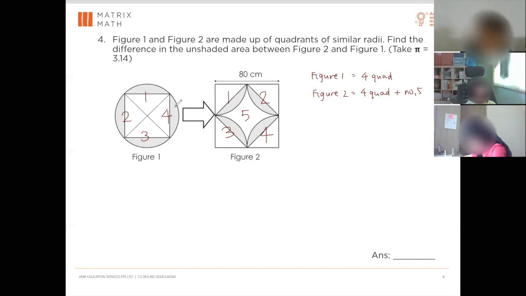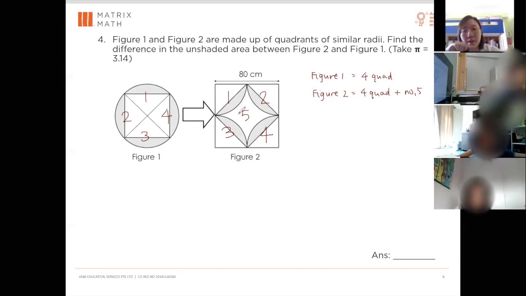area of the circle, and then what do you do with these two values? When you have the area of the square and the area of the circle, what do you do with these two values? You minus them. Yes, you just minus them to get this extra portion 5. Because 4 quadrants here is equal to 1 circle. So the square minus away the 4 quadrants, you get the number 5 here.